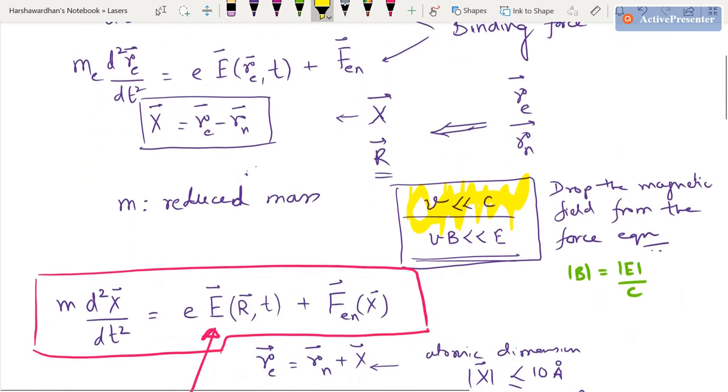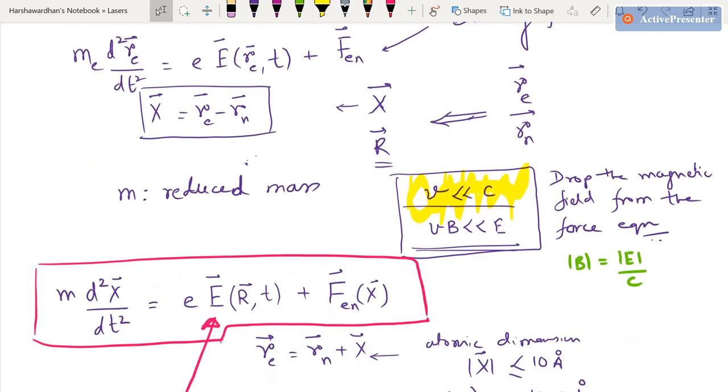You know that this is true because the electric and magnetic fields themselves are related in electromagnetic waves, where the magnitudes are related by the velocity of light. That is, the magnitude of B is simply E by C. So it is because of this large difference between the two forces, we confine our discussion to the forces arising due to the electric field only.